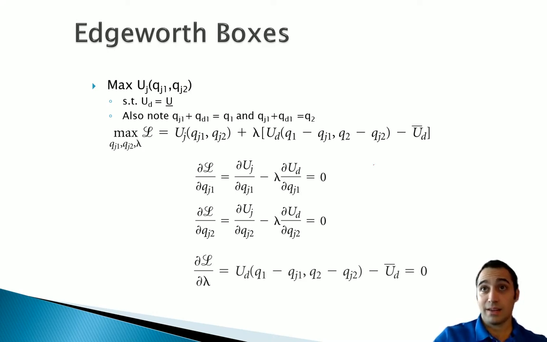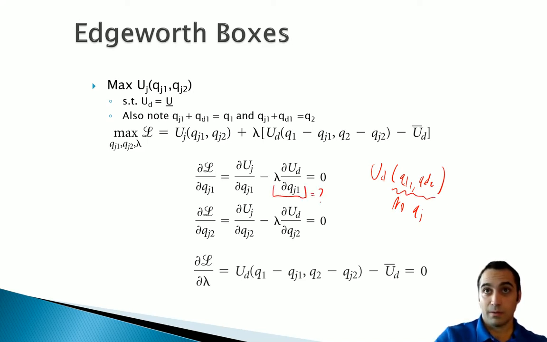I said that Denise had a utility function that was QD1, QD2, i.e. there are no QJ terms in here. Therefore, why is this not 0? Give that one a think.